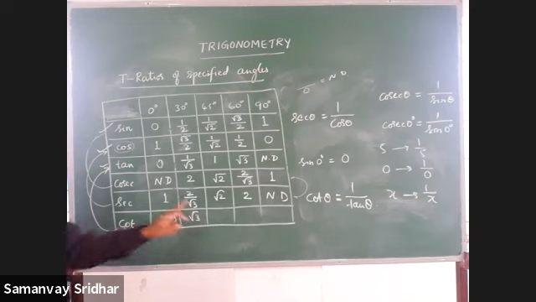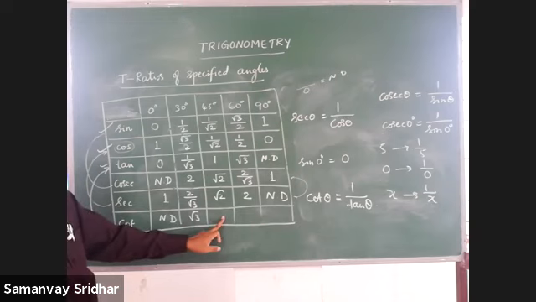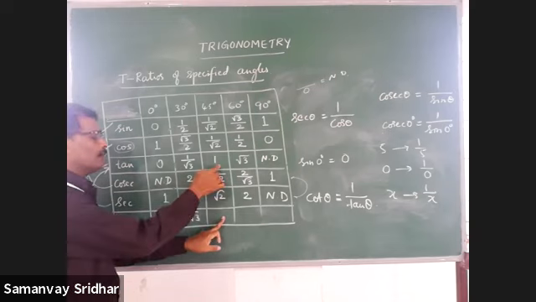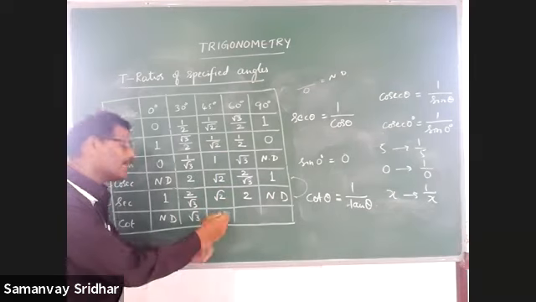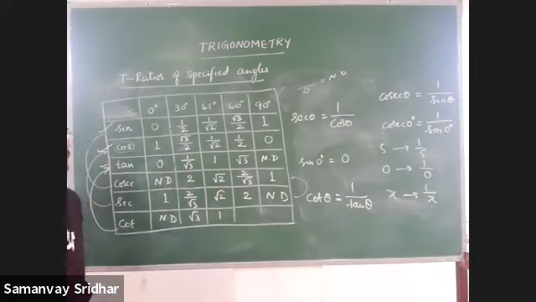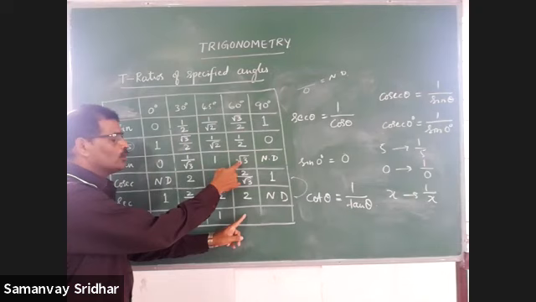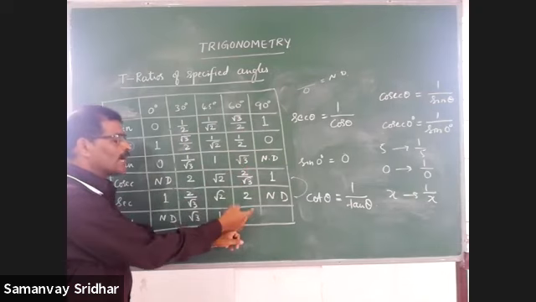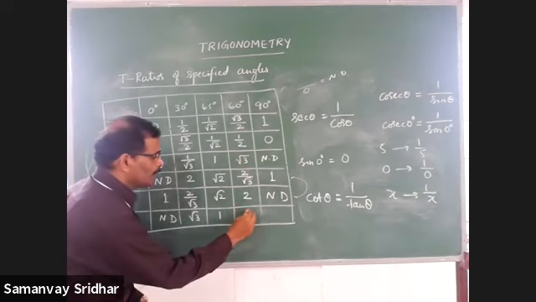Then, that's cot 45. Reciprocal of tan 45. What is tan 45? 1. Therefore, cot 45 is what? Again 1. Reciprocal of 1 is 1. What is tan 60? Root 3. Cot 60, reciprocal of that, 1 by root 3.